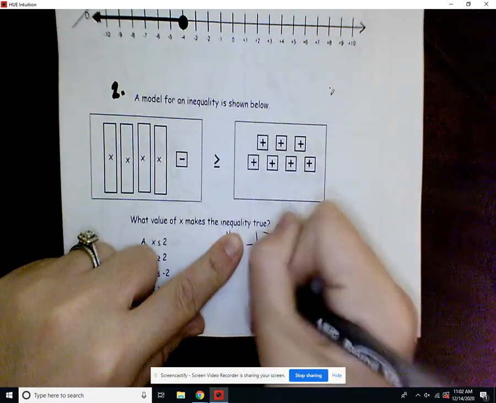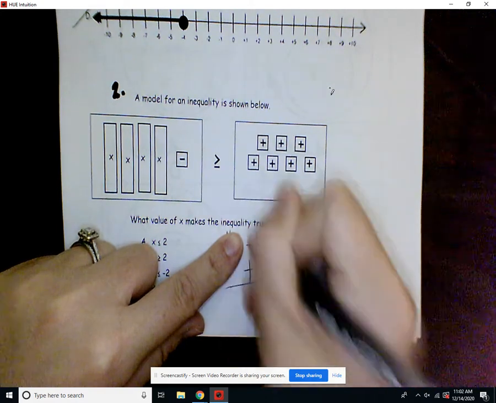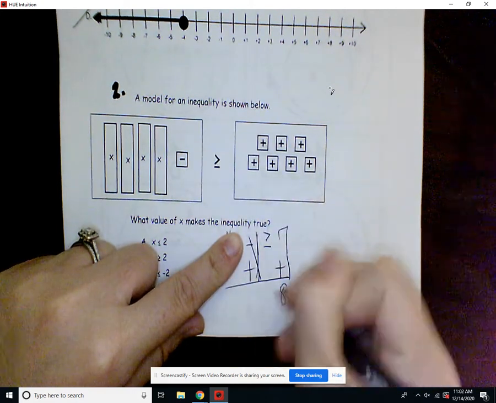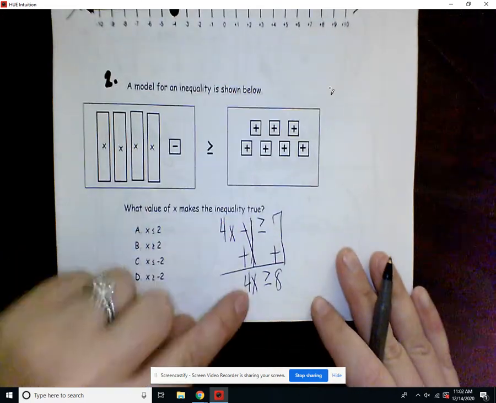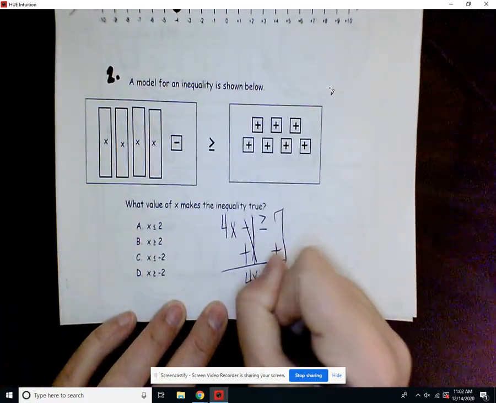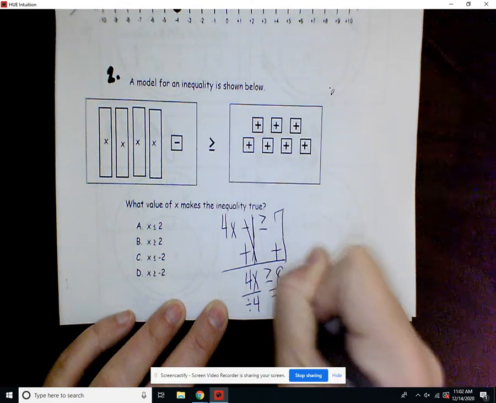So we'll cover up our x. The opposite of minus 1 is plus 1. 7 plus 1 is 8. Bring down our arrow, 4x. 4x is multiplication, so the opposite is division. So we're going to divide by 4.